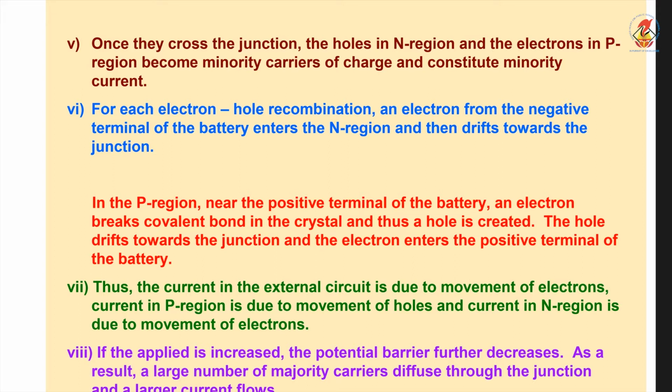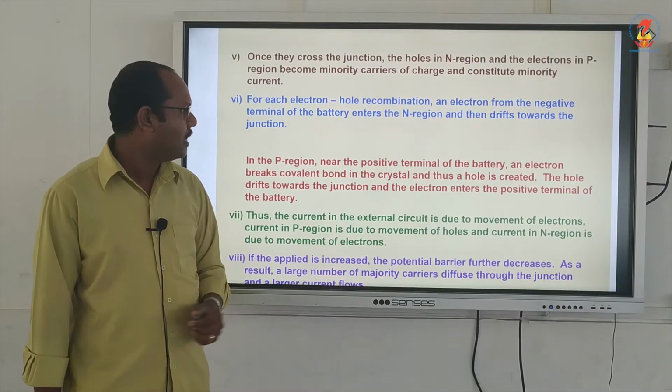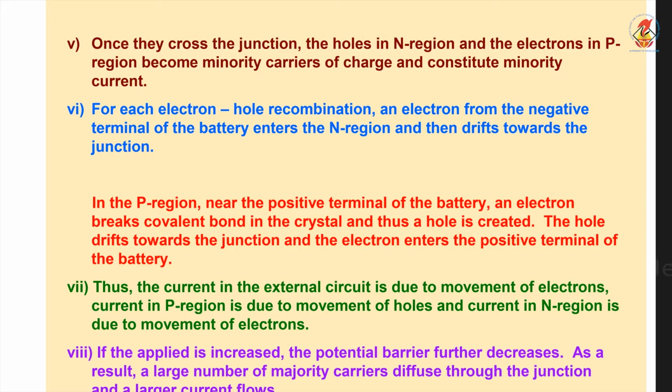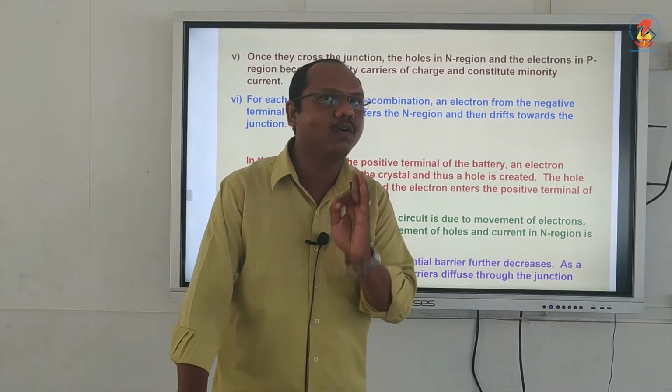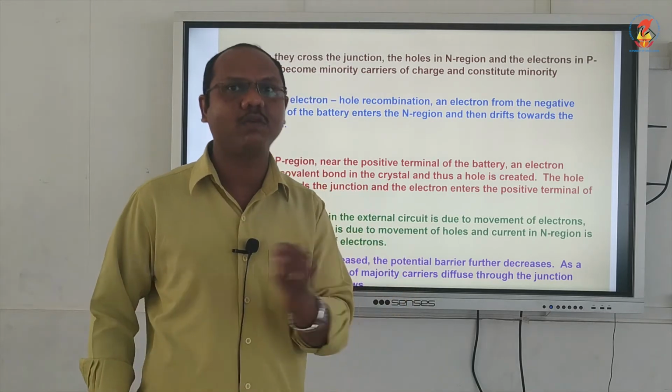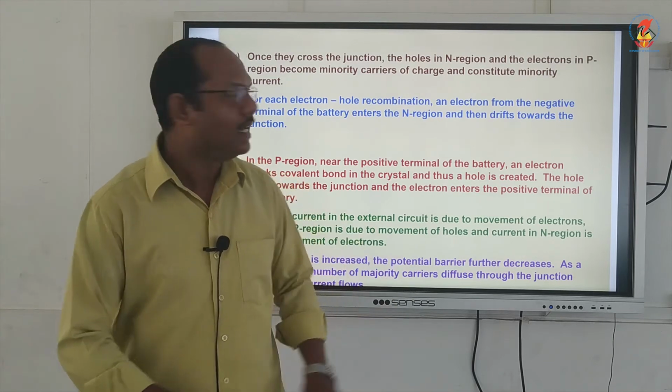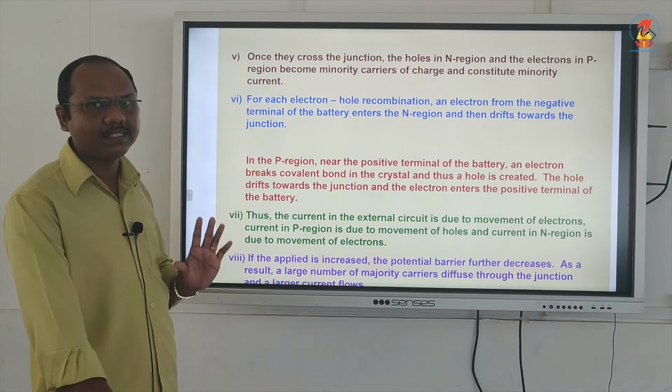In the P region, near the positive terminal of the battery, an electron breaks the covalent bond in the crystal and thus a hole is created. The hole drifts towards the junction and the electron enters the positive terminal of the battery. This is how the current is transmitting. We already told, as a result of the electron-hole recombination, forward current will take place. This is how the forward current is taking place.